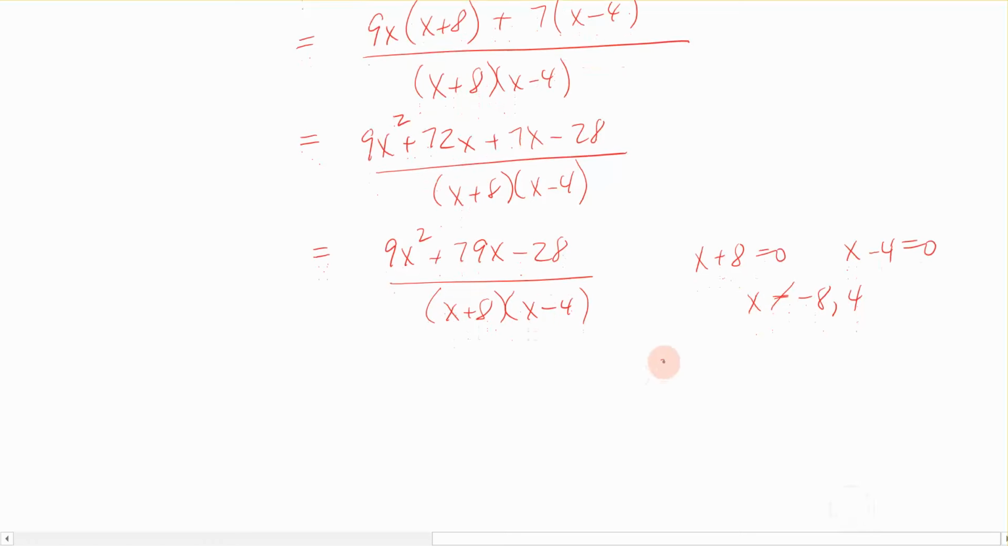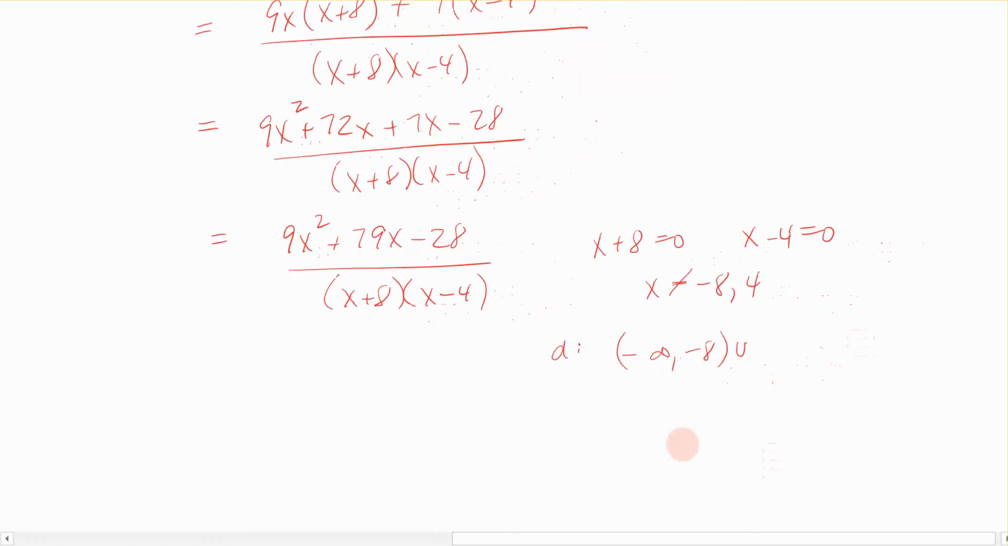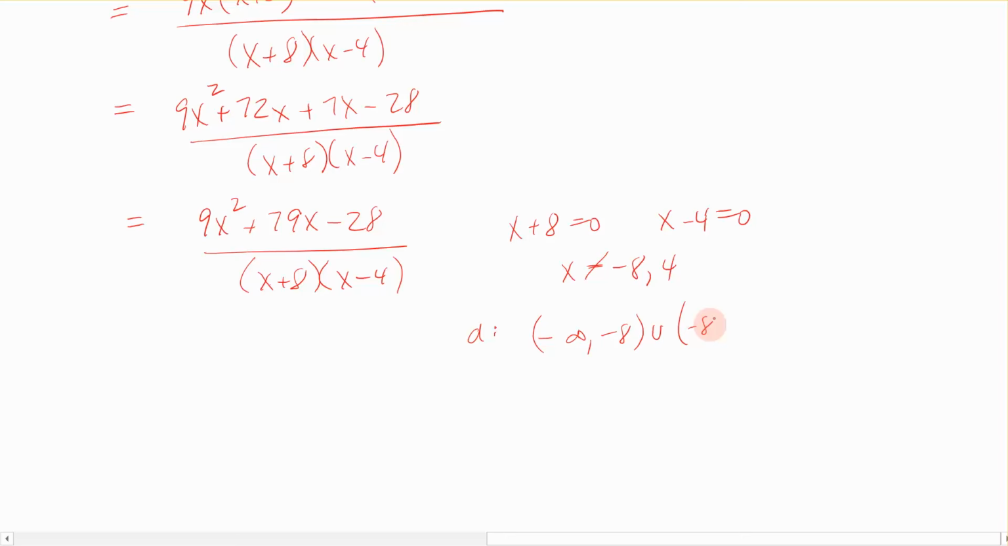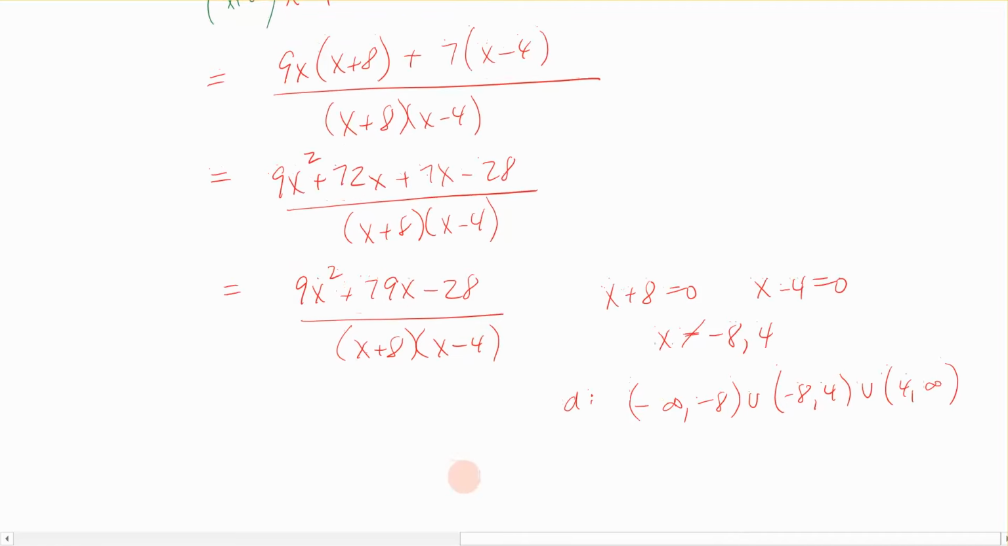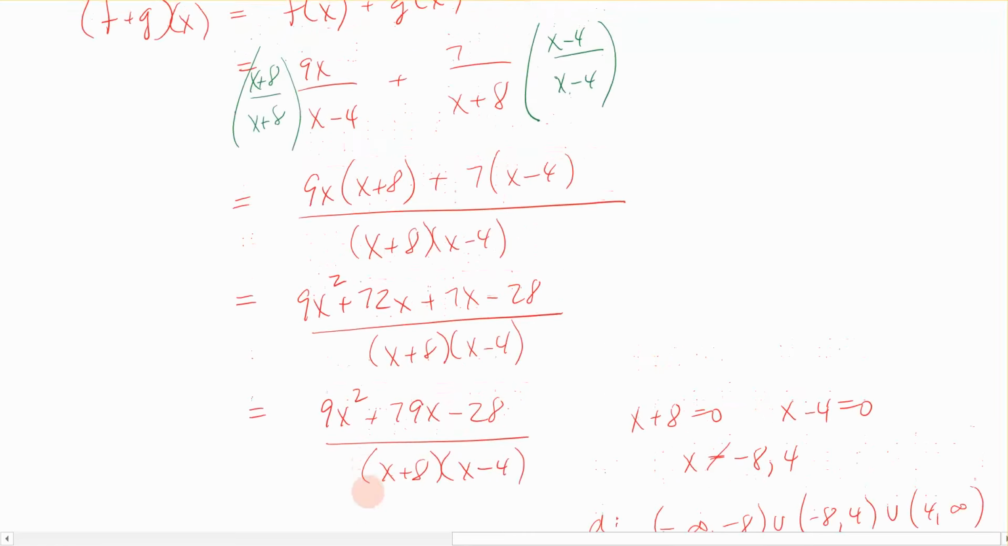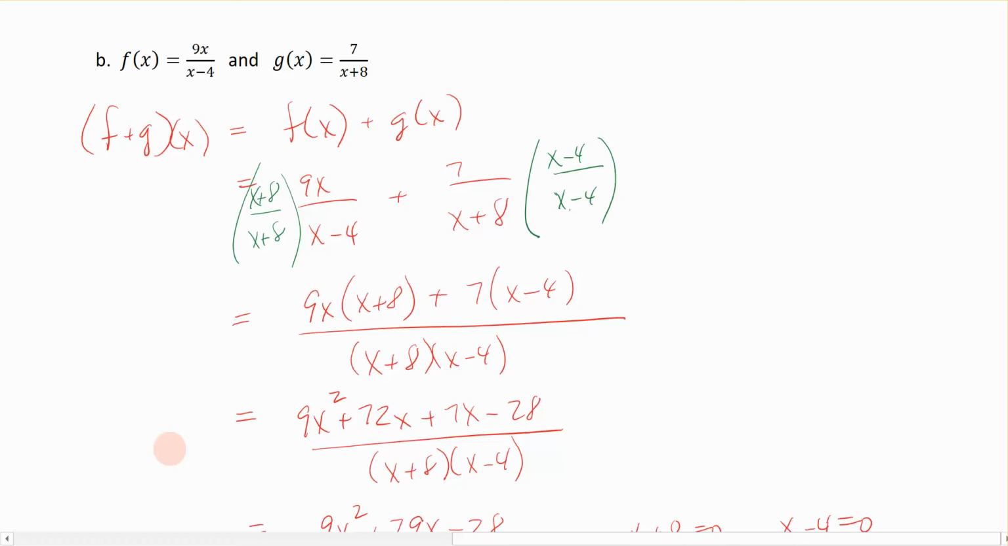So we write that as negative infinity to negative 8, union negative 8 to positive 4, union positive 4 to infinity. And if you can't see that very easily, how to write those groups, then go back and put it on a number line. It is a little clearer. So that's how you add the two functions together like we did before, only these were more complicated because they are fractions.